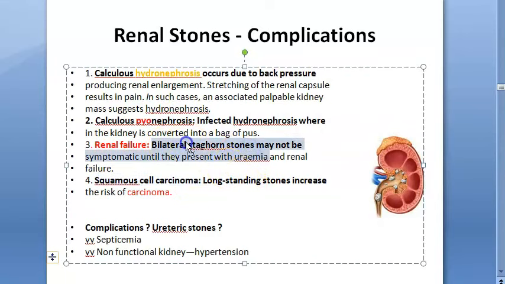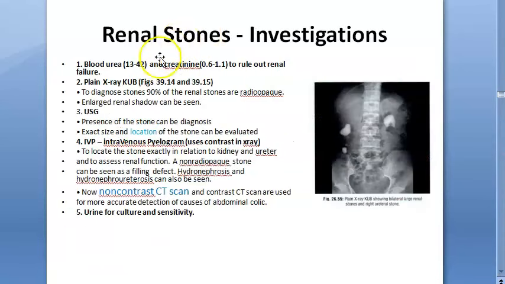Basically, what will happen is, these people will be asymptomatic. Finally, they will present with uremia, that means urea in the blood, right? That means the kidney is not doing its job. So finally, you will come to know that they have renal failure, okay? Squamous cell carcinoma: long-standing stones will increase the risk of carcinoma. So these people can even get cancer. Okay, so those are the complications.